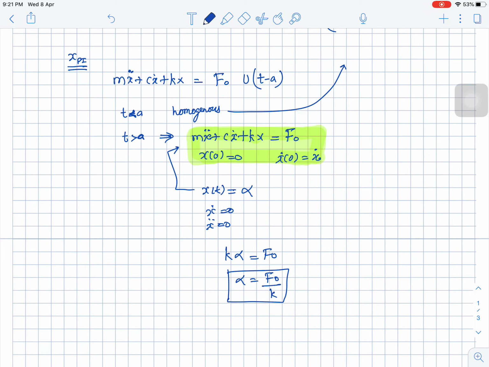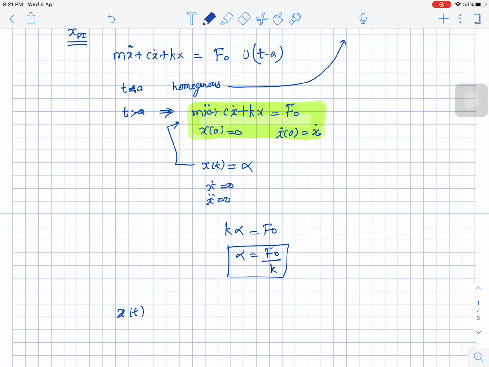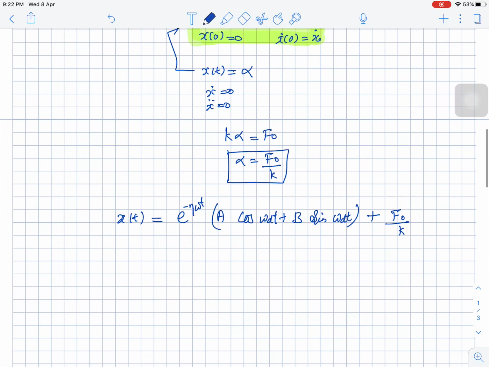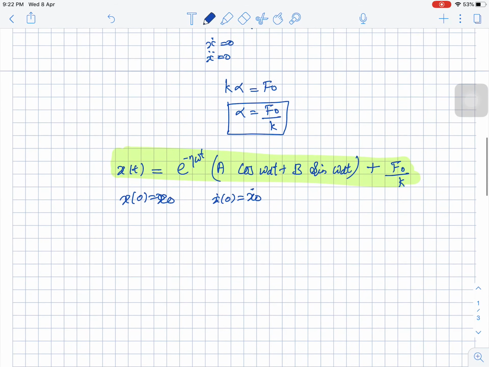So x of t will be e power minus zeta omega t, a cos omega d t plus b sine omega d t, which is the solution of the homogeneous part, plus f naught by k, the solution of the particular integral of the non-homogeneous part. This is the final equation we have. Now we apply the boundary conditions: x of 0 equal to x naught, and x dot of 0 equal to x dot naught. So now I need to find x dot of t.